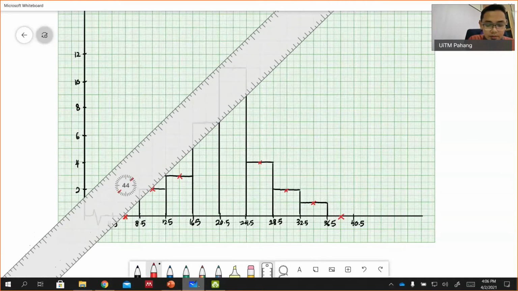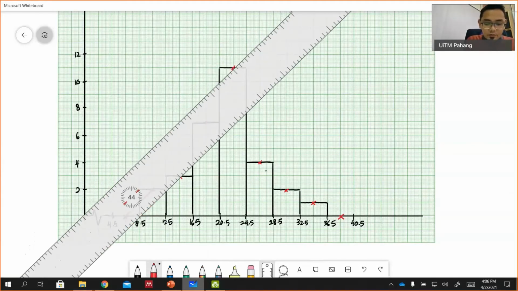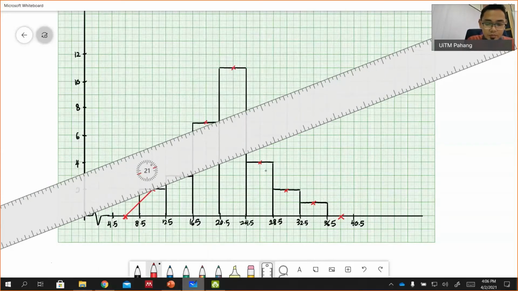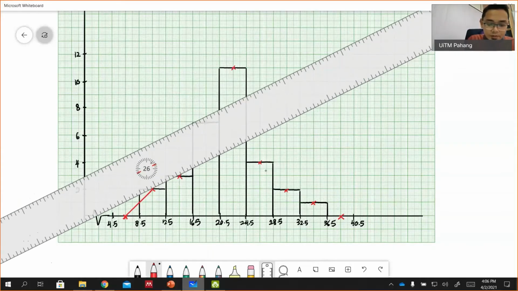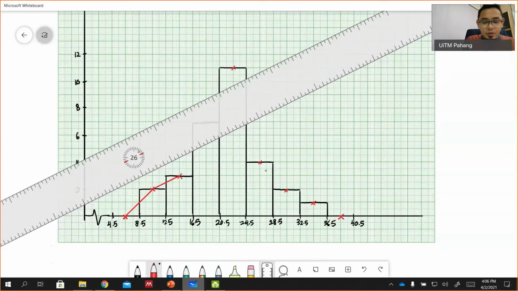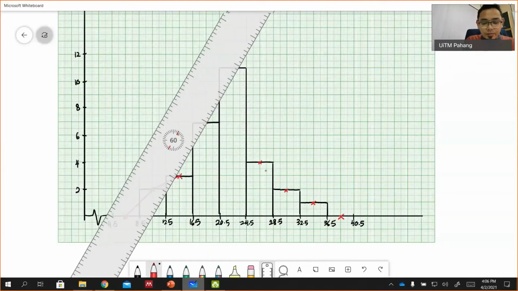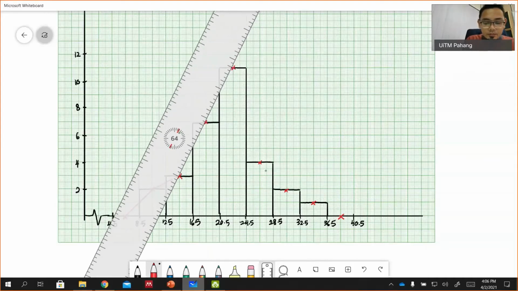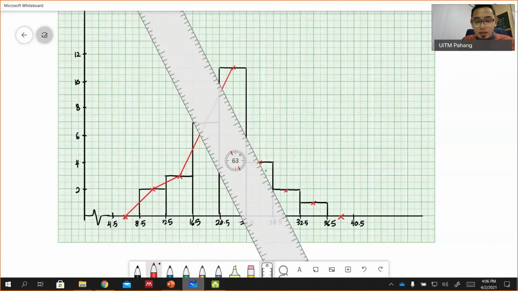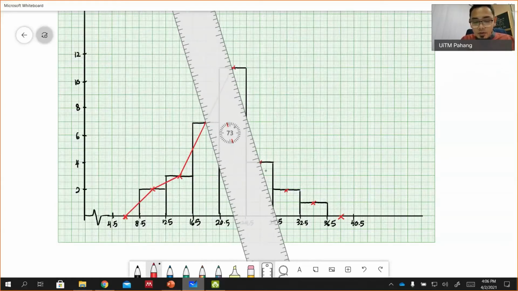Continue. Okay, you connect this. So that one, from point to point. Please connect from point to point. So you have something like this. You go on. Okay, you connect there. And then you connect again for this part. Aha, you have something like this.